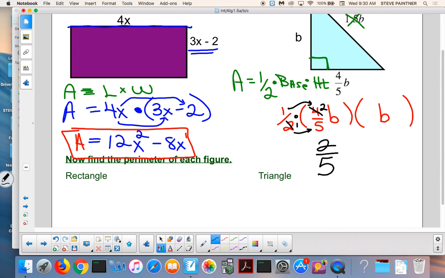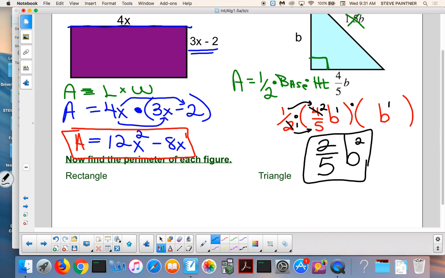Okay, what's left, guys? A B times a B, which is what? And didn't we say this? B to the first times B to the first. What do you do to your exponents? You just add them up, don't you? B to the what? Okay. There's the area of the triangle. Yes?